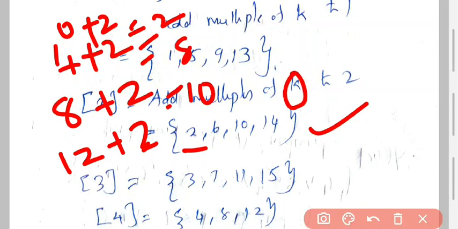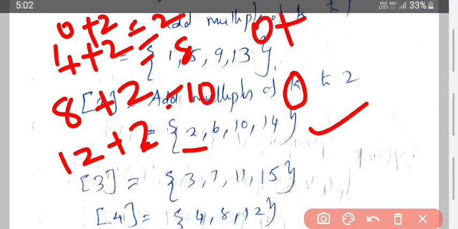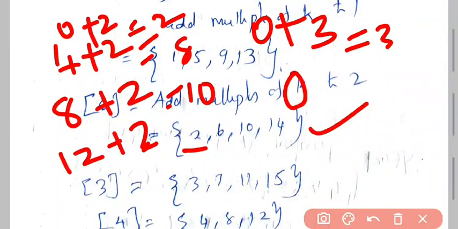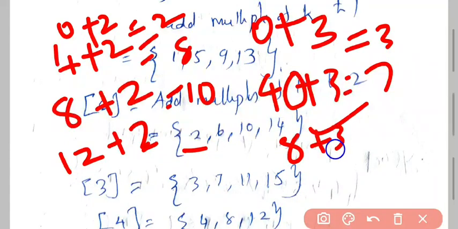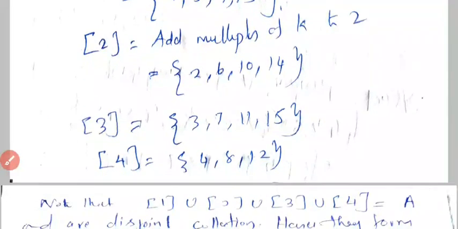Similarly, the class of 3: 0 times 4 plus 3 is 3, 1 times 4 is 4, 4 plus 3 is 7, 2 times 4 is 8, 8 plus 3 is 11, 3 times 4 is 12, 12 plus 3 is 15. Similarly, the equivalence class of 4 is 4, 8, 12.